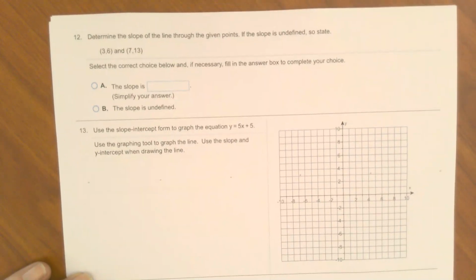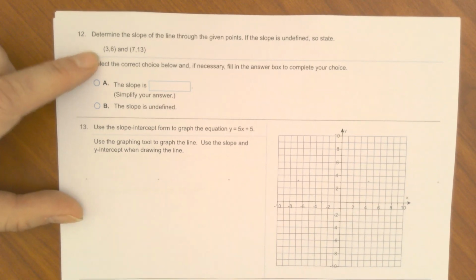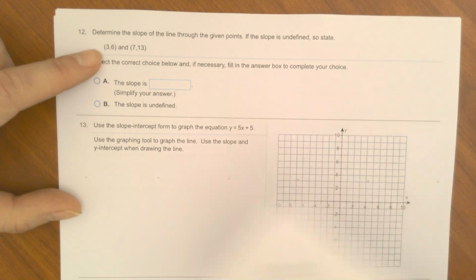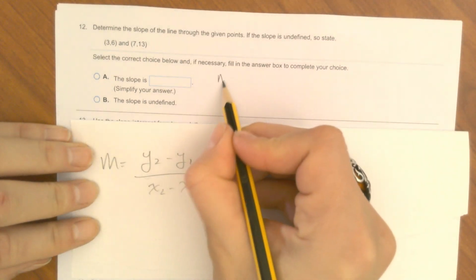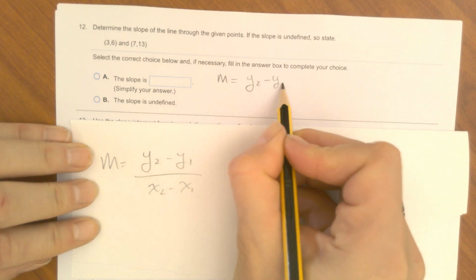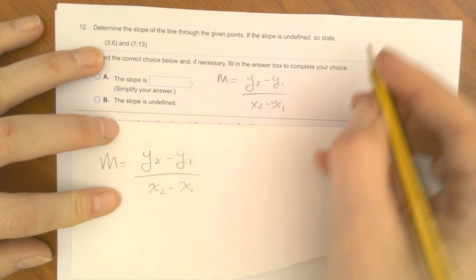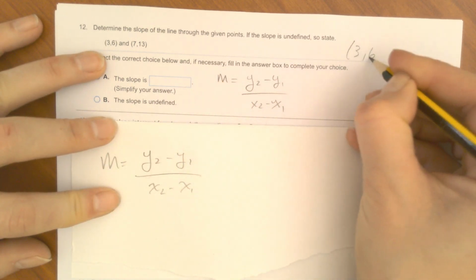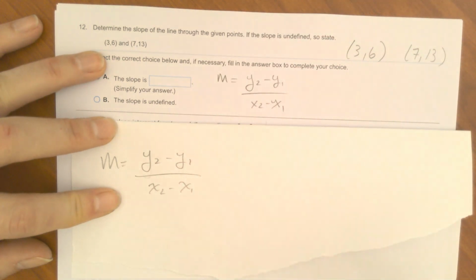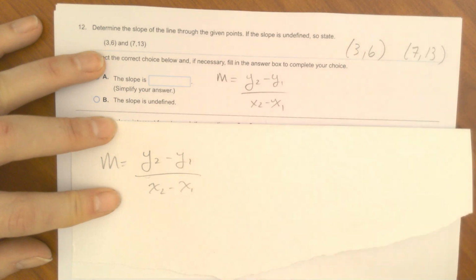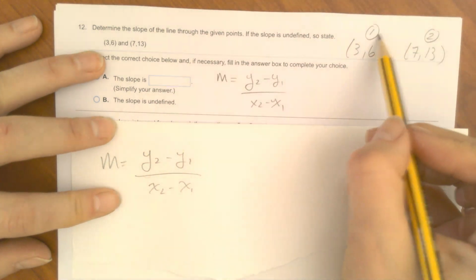It says, determine the slope of the line through the 2 points. So if I have 2 points and I want to find the slope, I have to use this formula. Slope is equal to y2 minus y1 over x2 minus x1. And you have to remember that. So let's put these points up here so I can see them. Okay, and we just choose one of them to be point 1 and one to be point 2. It doesn't matter which one we choose to be 1. Here's point 1, here's point 2. It doesn't matter, you could do it the other way.